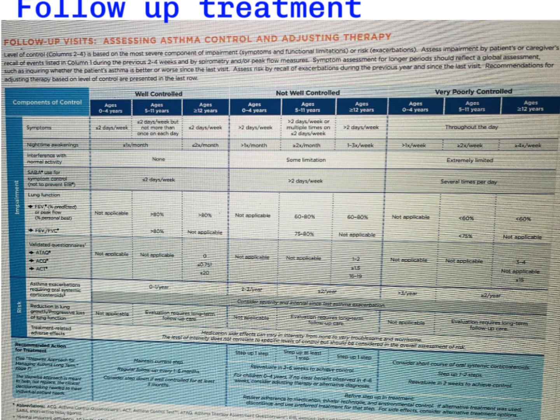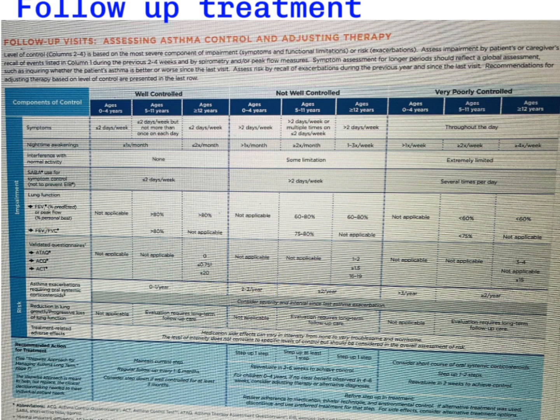When we go to not well-controlled, the symptoms will be 2 to 3 times a week, and there will be some limitations, the FEV1 will be 60 to 80%, and SABA use will be greater than 2 days a week. In primary care, the PFT won't be available all the time. So most of the time, the symptoms and the SABA use would be the definition for how we know whether they are well controlled or not well controlled.